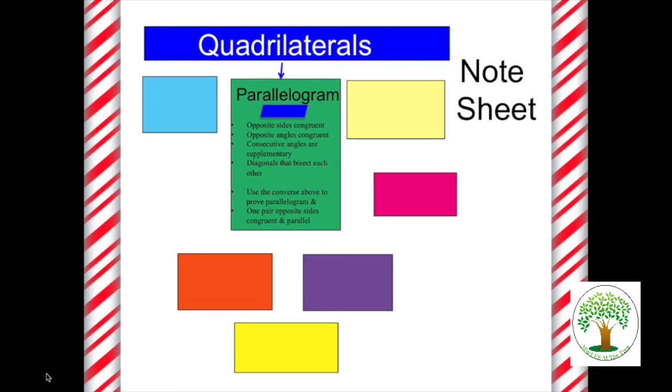We already talked about parallelograms. Parallelograms have opposite sides congruent, opposite angles congruent, consecutive angles are supplementary. Did I say complementary? I meant supplementary. Diagonals bisect each other, and then we can use the converses of all of those to prove a parallelogram. And then we can use one more, that one pair of opposite sides are congruent and parallel.